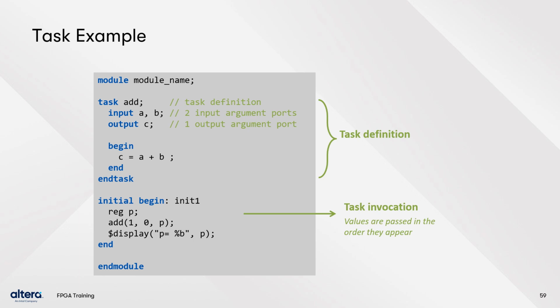Here is a complete task example. This module contains a task called add with 2 inputs and 1 output port. In the initial block, I am calling the add task with 1 and 0 as inputs and connecting the C output of the add task to my reg variable P. The last part of the initial block simply uses the system call display to show the value of add, which will be 1.